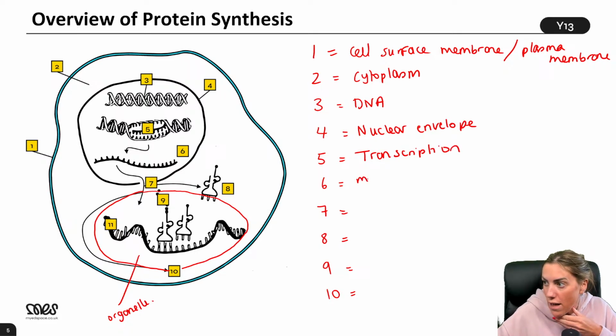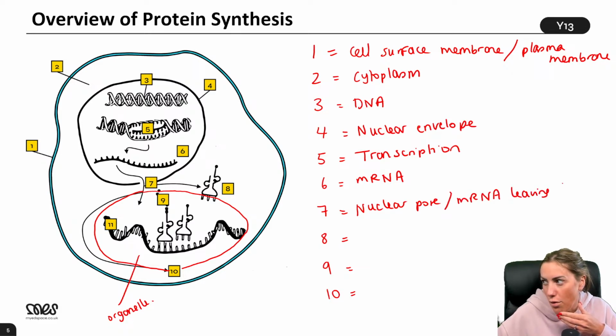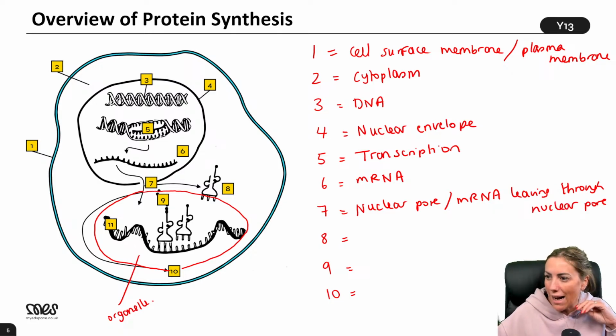6, yeah, I would agree. That is our single-stranded mRNA. 7, what is 7? Is 7 pointing to this kind of arrow bit here? Maybe it's meant to be a nuclear pore, or you could say it's like the mRNA leaving through a nuclear pore. Maybe, because it's kind of got an arrow coming out there, hasn't it, for number 7?